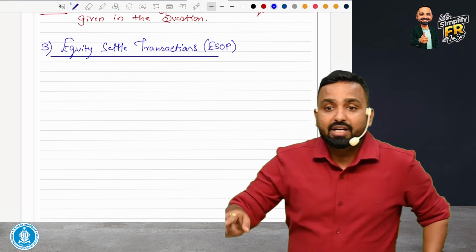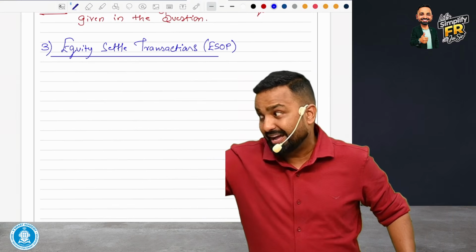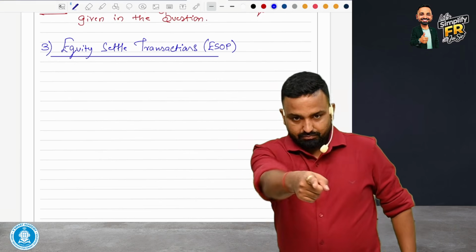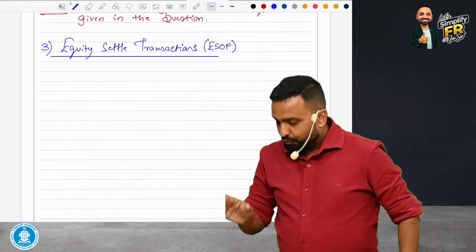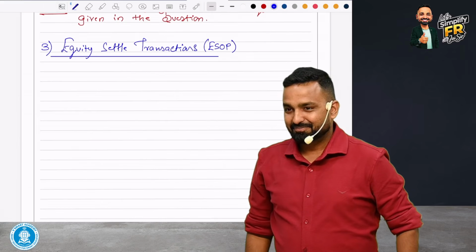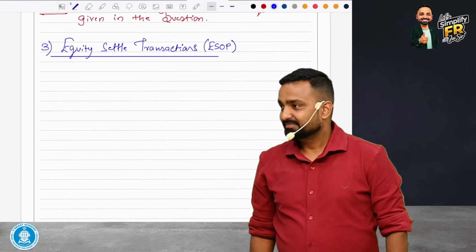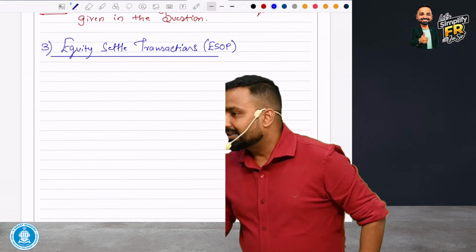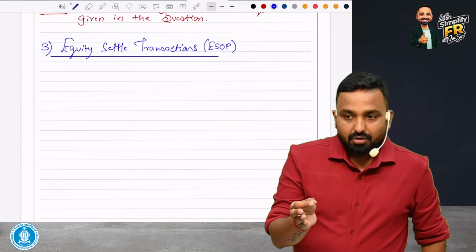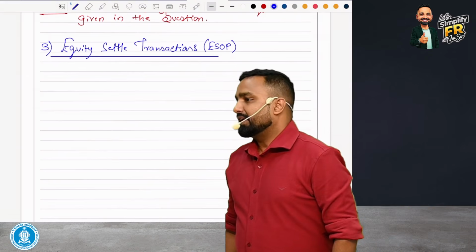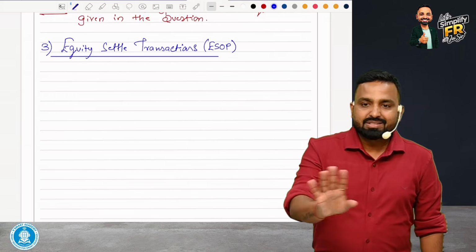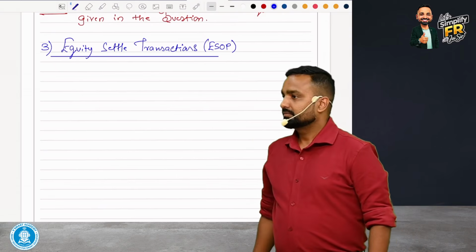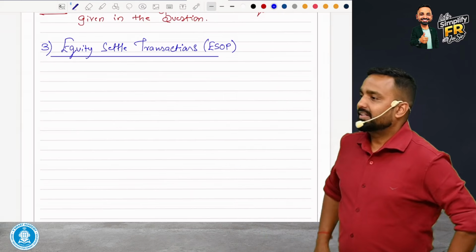Where will you show the salary payable in the balance sheet format you have? Other current liability. Where will you show the ESOP payable? Take your time, but please take out your notes. Look at the notes. Take your time, but refer to the notes at least before answering. Salary payable is clear, other current liability. What about ESOP payable? Correct. Other equity.